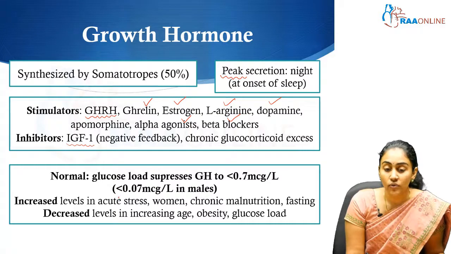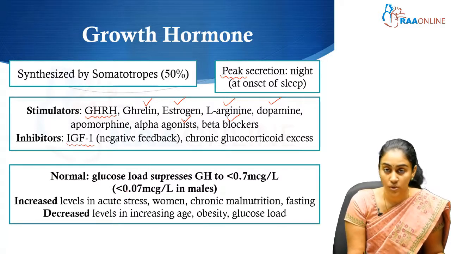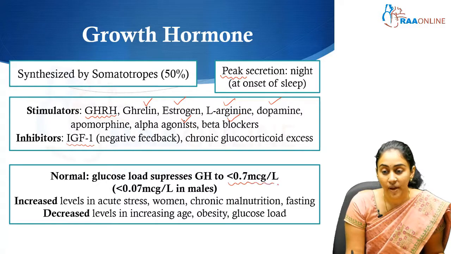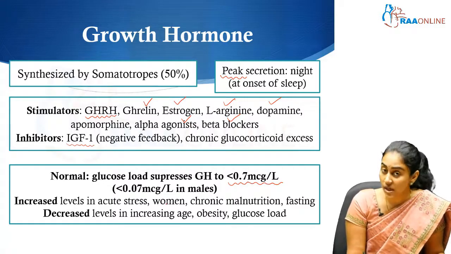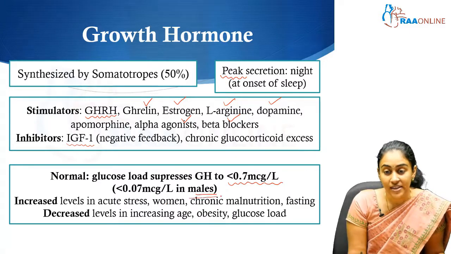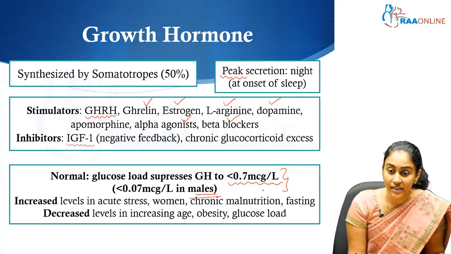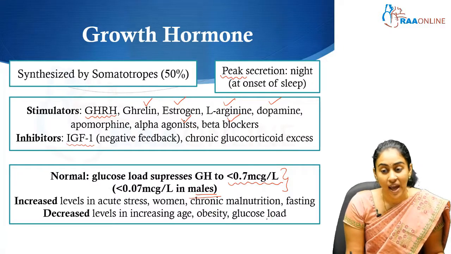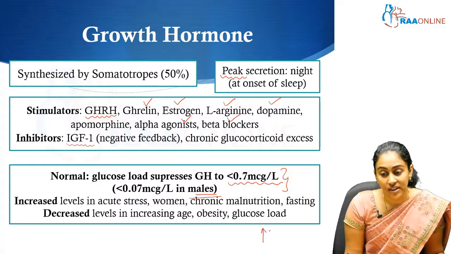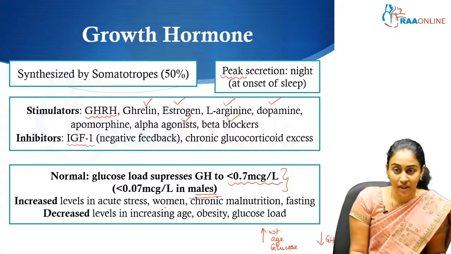Now, what is the normal level of growth hormone? Normally, a glucose load suppresses growth hormone to less than 0.7 microgram per liter, and this is less than 0.07 microgram per liter in males. Increased levels are seen in any acute stress like an acute illness or trauma, exercise, chronic malnutrition and fasting, and higher levels are also seen in women, as evidenced by these normal levels here. Decreased levels, on the other hand, are seen with increasing age, increasing weight, obesity, and increasing glucose load. So all of this, an increase in weight, age and glucose load, will result in a decrease in growth hormone. This is what needs to be kept in mind.